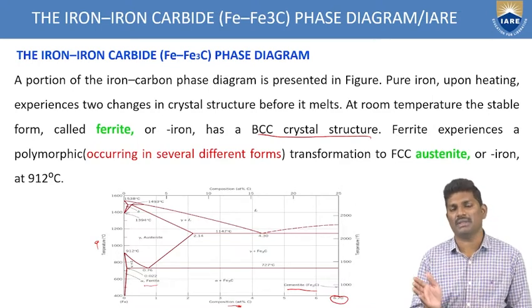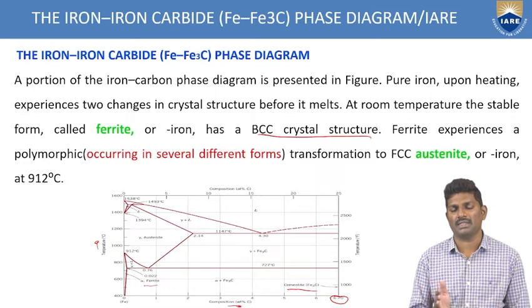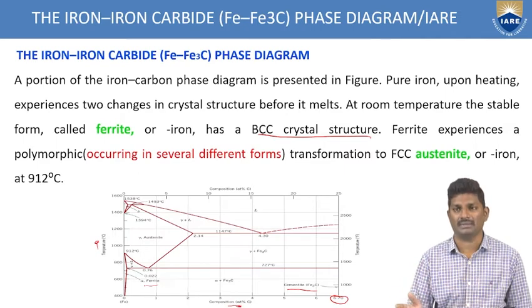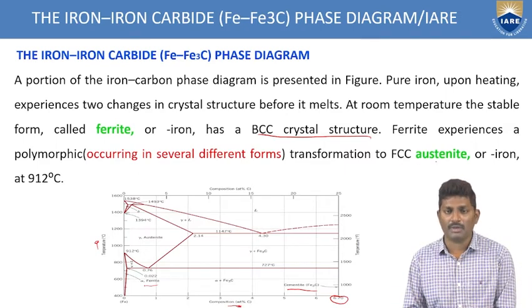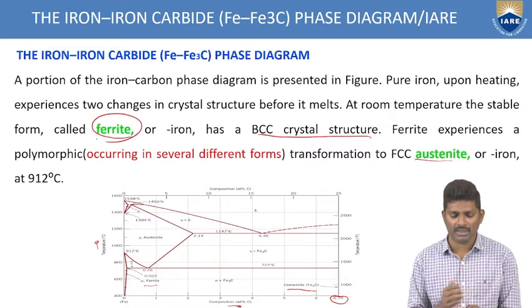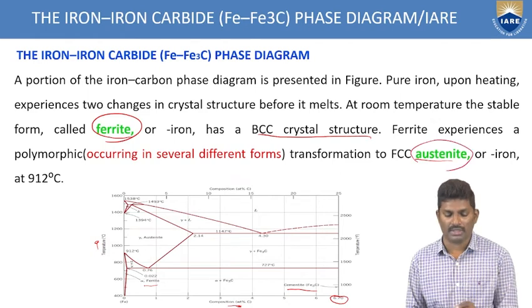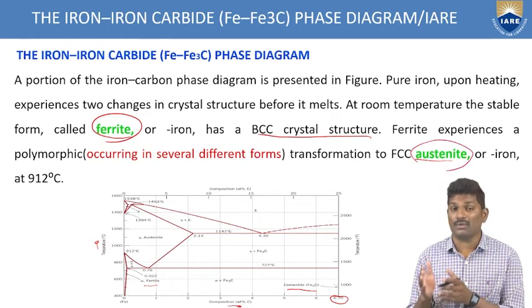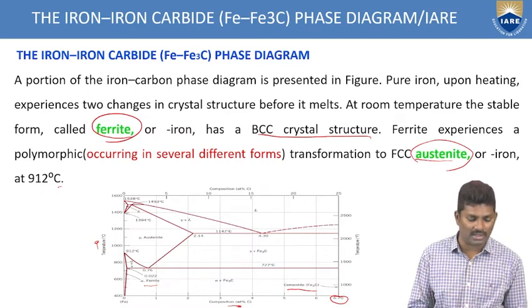It is transforming from one phase to another. At the initial state, it is having BCC. So after heating, what is happening? It is converting to FCC. So after transformation, what is happening? It is converting to austenite. That means from ferrite, it is converting to austenite. So from BCC ferrite to austenite FCC. At what temperature? At 912 degrees centigrade.